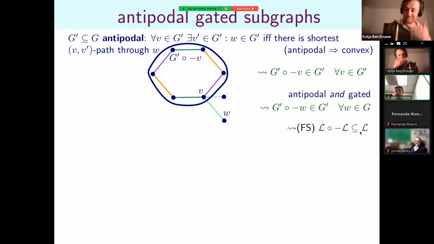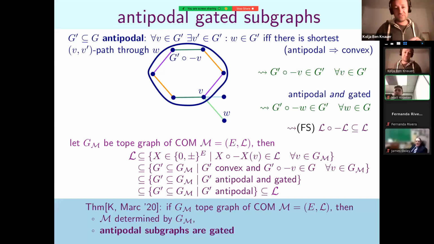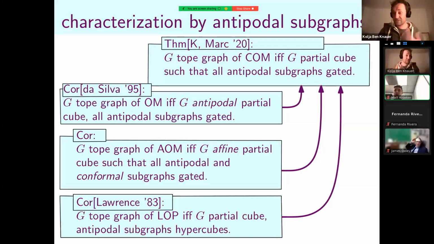Maybe I skip this kind of argument, but the first part of our characterization is that if I have a tope graph of a complex of oriented matroids, then it determines the COM completely, and I have the property that every antipodal subgraph has to be gated. And so it actually is a characterization.